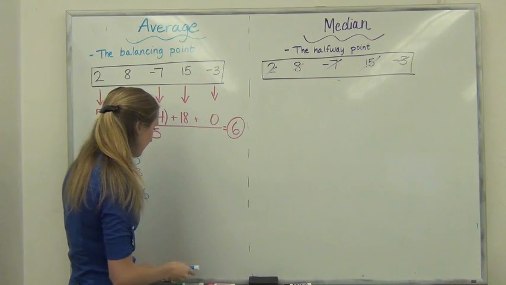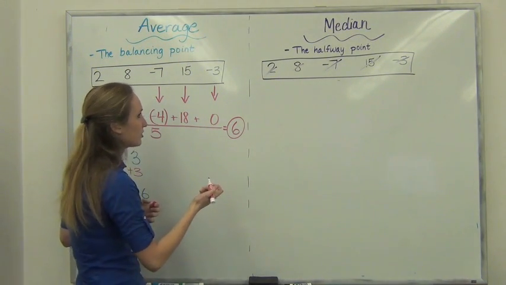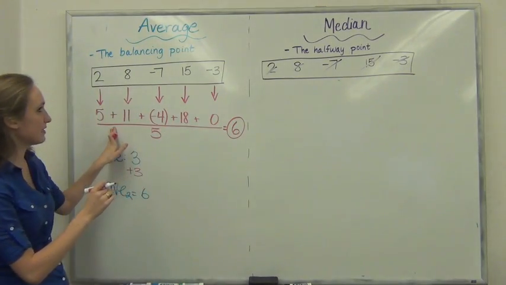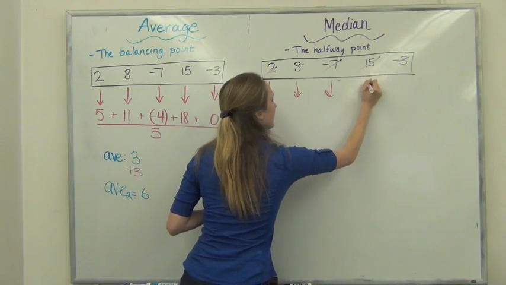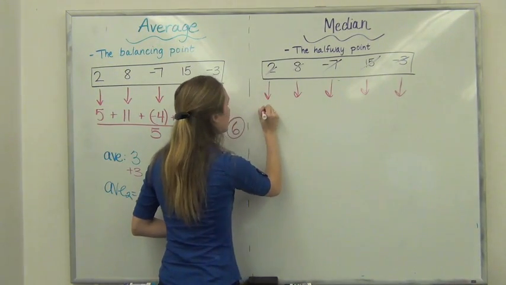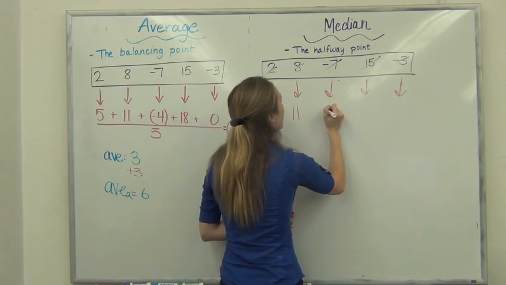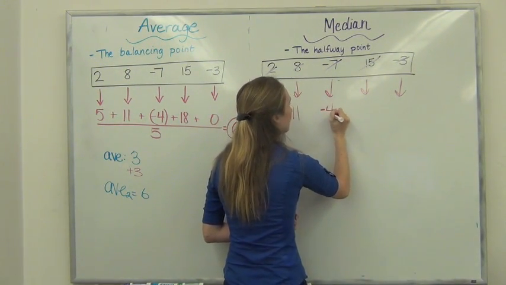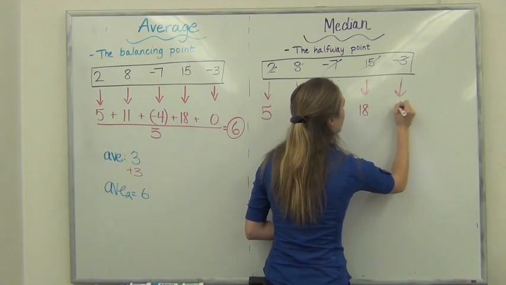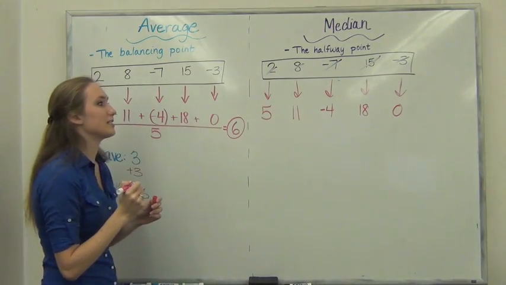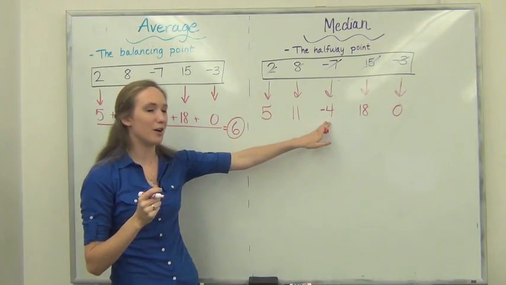Let's try and add 3 to each number on the list. So we end up getting this same list of numbers over here when you add 3 to each individual one. 2 plus 3 is 5, 8 plus 3 is 11, negative 7 plus 3 is negative 4, 15 plus 3 is 18, and negative 3 plus 3 is 0. So there's our new list of numbers. So it looks like our median is going to be negative 4.